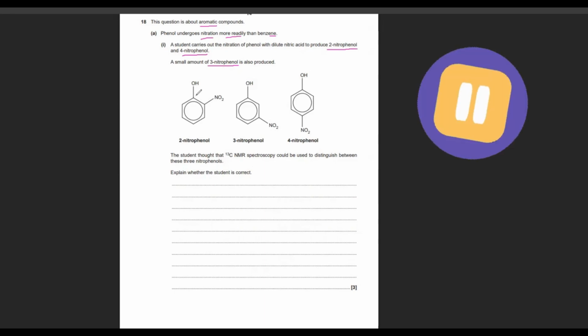The student thought that C13 NMR spectroscopy could be used to distinguish between these 3 nitrophenols. Explain whether the student is correct. It's worth 3 marks. Why don't you pause the video, have a go. All right, I'm going to go through the explanation. You should have a go at this on paper first, see if you can get the 3 marks.